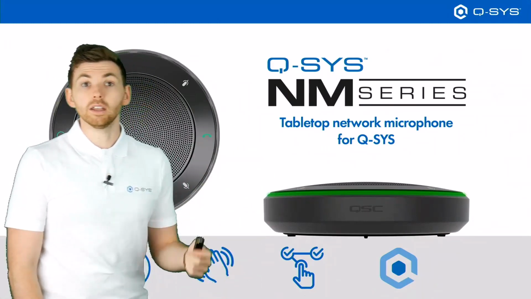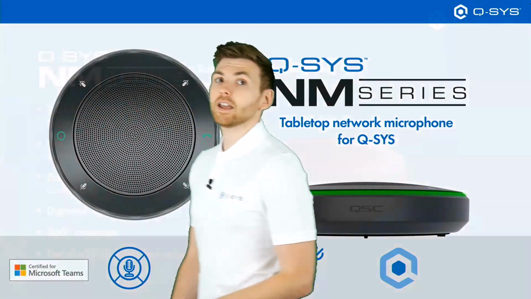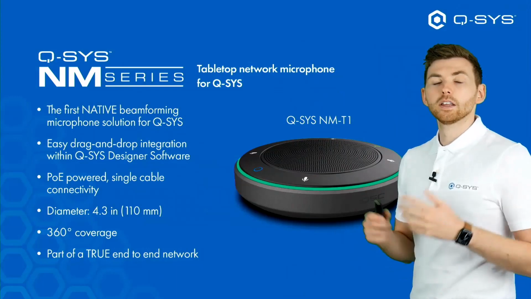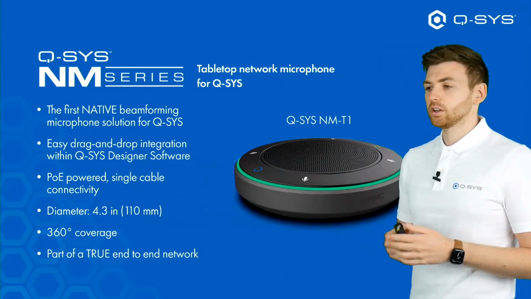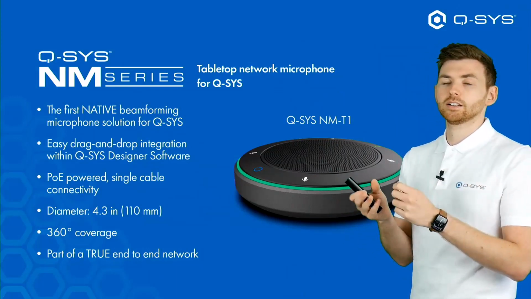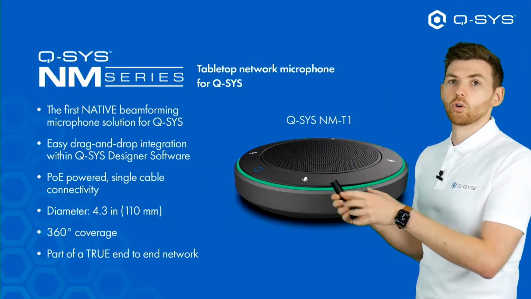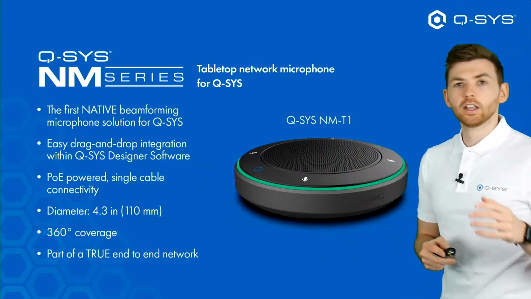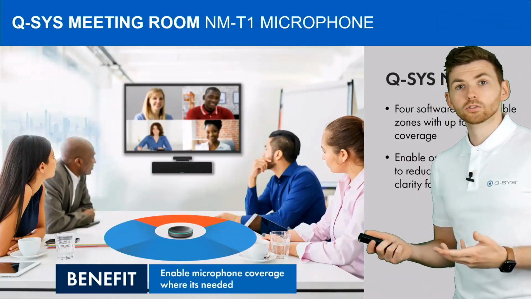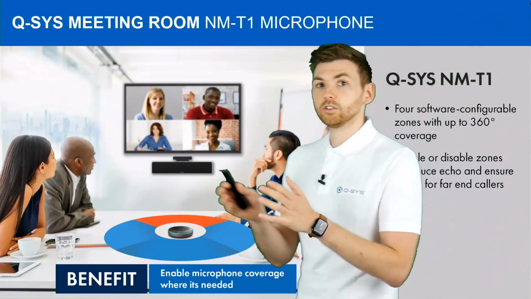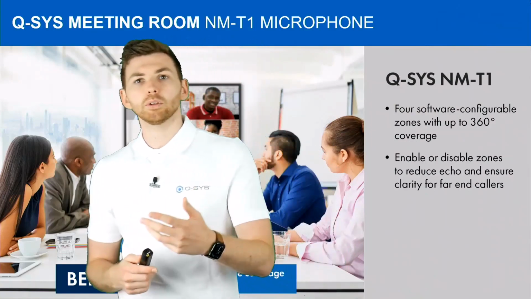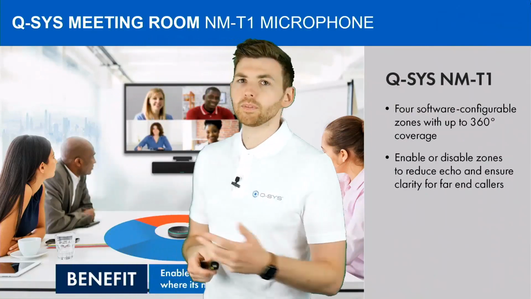So this is our very first native network beamforming microphone for the Q-SYS platform, and it's very, very easy to set up because just like anything else in Q-SYS, you connect it to the network, you configure it in the core, and you're away. Now this is going to give you 4 lobes, so 4 software definable zones that can do 360 coverage if needed, and of course you can enable these and disable them and configure them as needed.